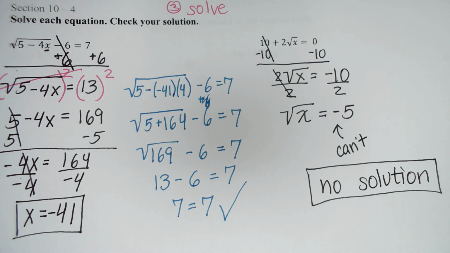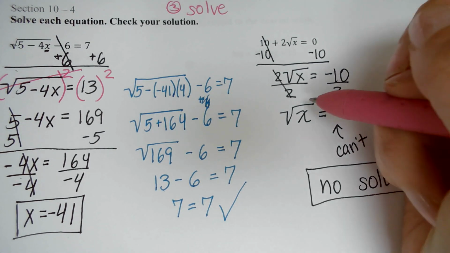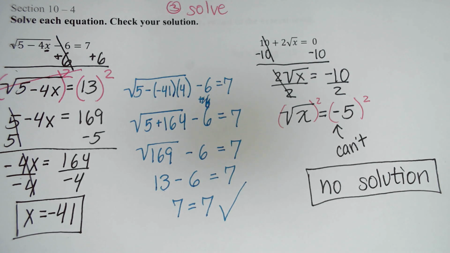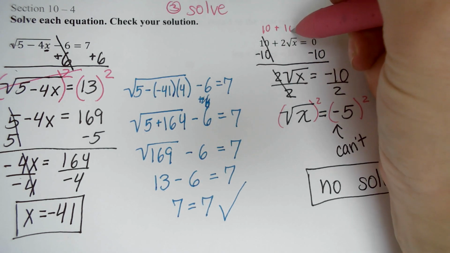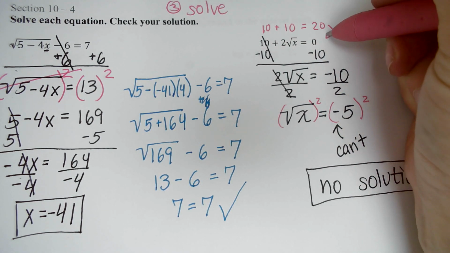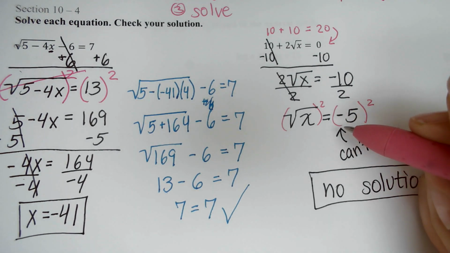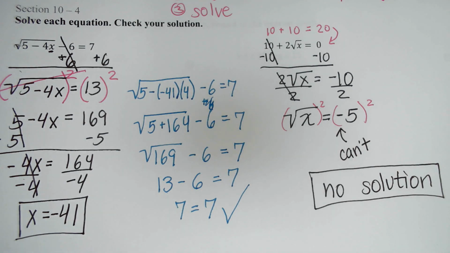Now, why doesn't this work? Well, let's say we squared that to get rid of the x. Negative 5 squared would be positive 25. If I plugged that into my equation, 2 times the square root of 25 is 10, but positive 10. So I would end up with 10 plus 10, and that equals 20, not 0. So that's why this doesn't work with a negative. It would have to be positive for it to work, and it's not.